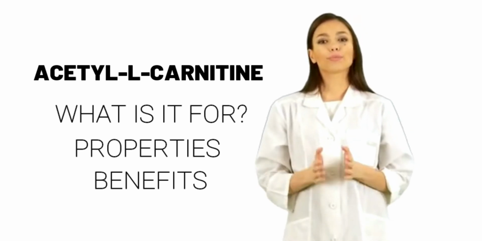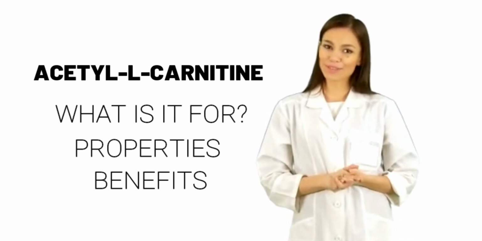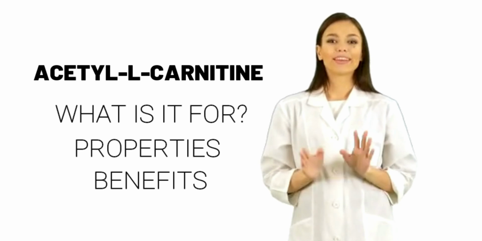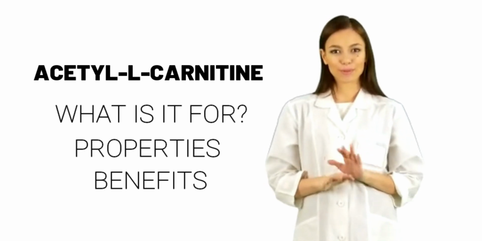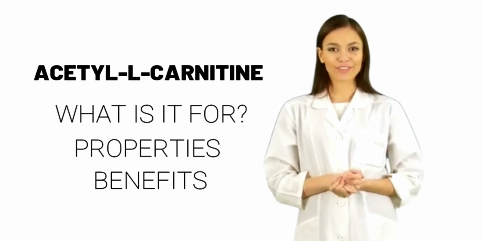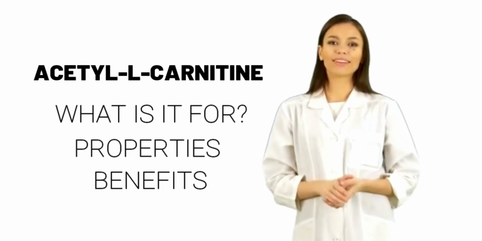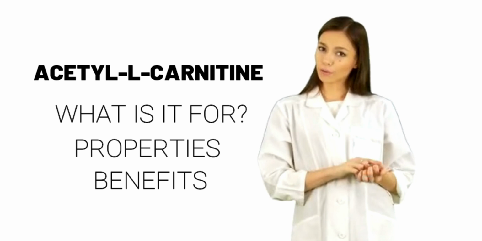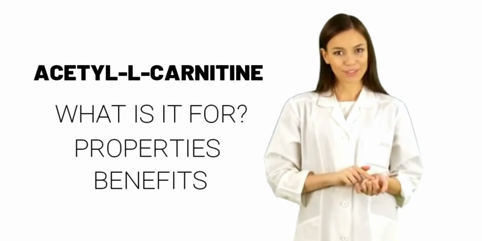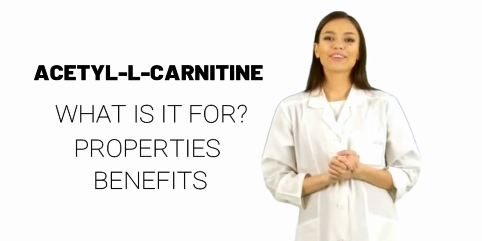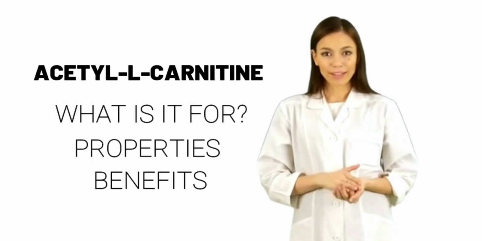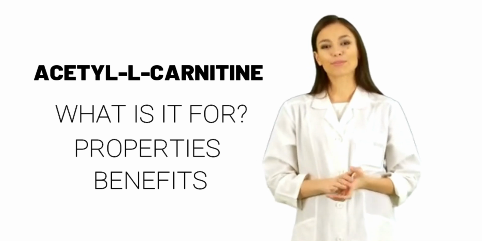What is acetyl-L-Carnitine? In the body, acetyl-L-Carnitine is made from L-carnitine. It can also be converted to L-carnitine. L-carnitine is an amino acid, a building block for proteins, that is naturally produced in the body. It helps produce energy. Although it is an amino acid, L-carnitine is not used to make proteins.